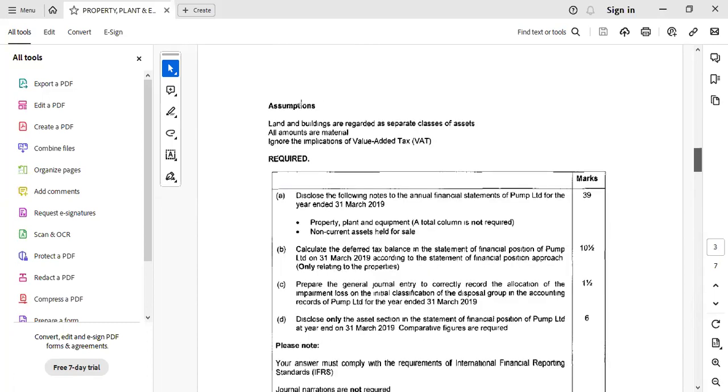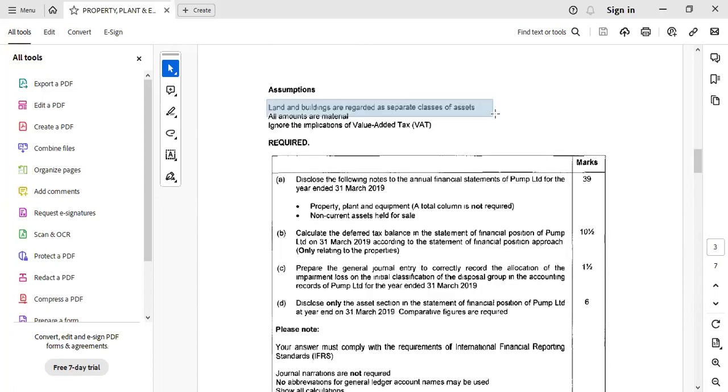Then they said land and the buildings are regarded as separate classes of assets. So for this module, guys, we don't do what we used to do in the earlier modules in the second or first year, whereby we used to classify land and buildings as one asset category. For this module, land is a separate asset, buildings separate assets. Right. All amounts are material, then ignore the implications of value-added tax.